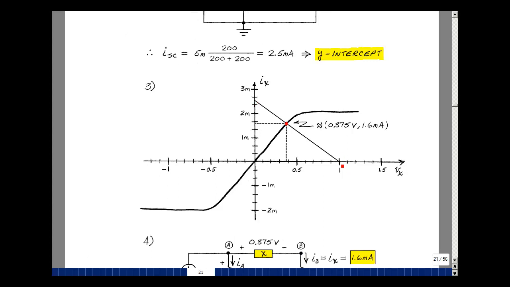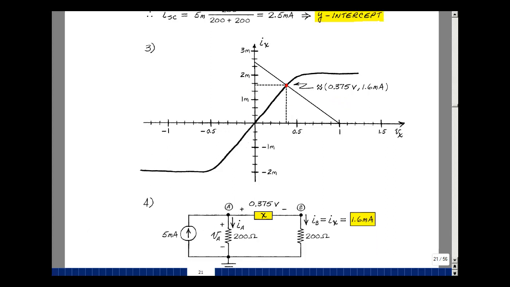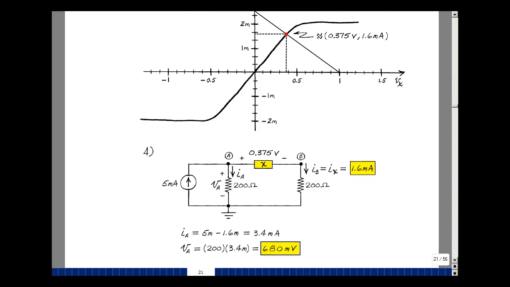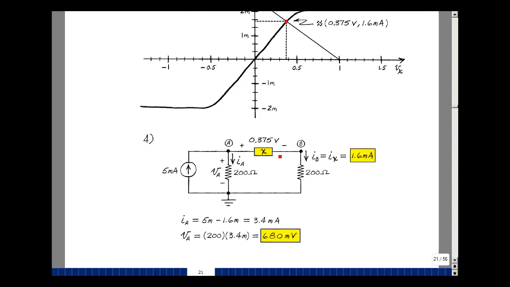And my x-intercept is 1 volt, and so I'm going to draw a straight line. And this is the solution. I took a ruler. I tried to measure this as accurately as I could. It was about 0.375 volts and about 1.6 milliamps. Go back to my schematic and put those values in. There's the 0.375 volts across it, and the current through it is 1.6 milliamps.